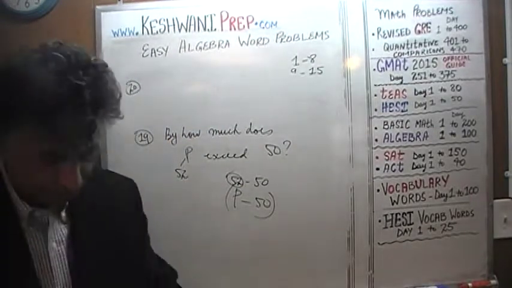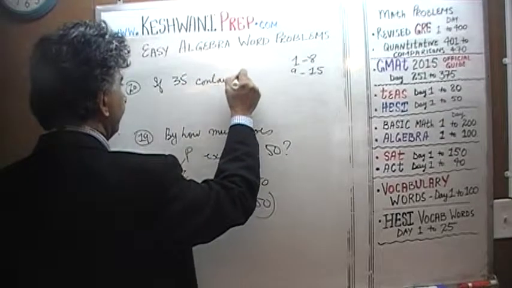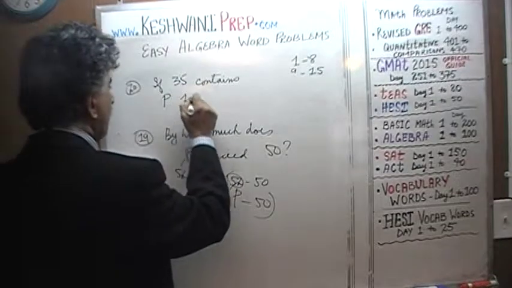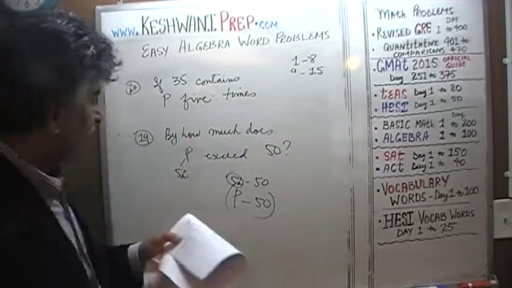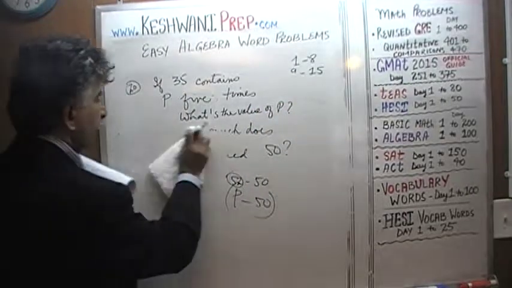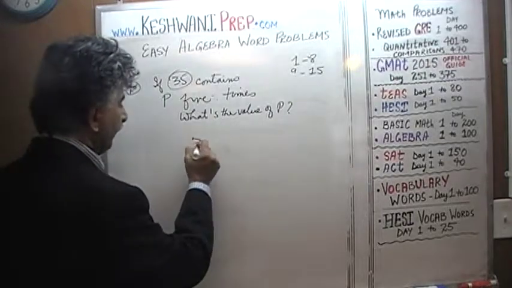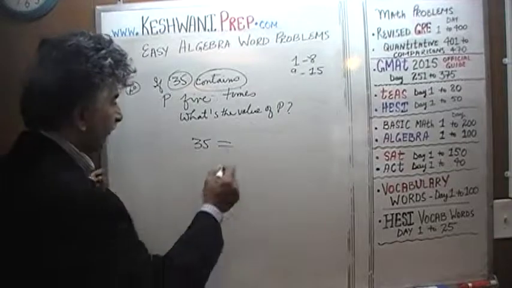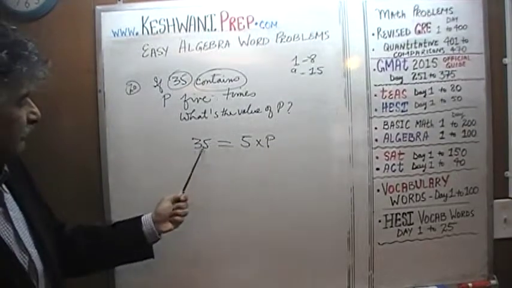Number 20. If 35 contains P 5 times, what's the value of P? Again, another pretty straightforward, simple question. If 35 contains P 5 times, that means 5 times P must equal 35. The question is, what's the value of P?